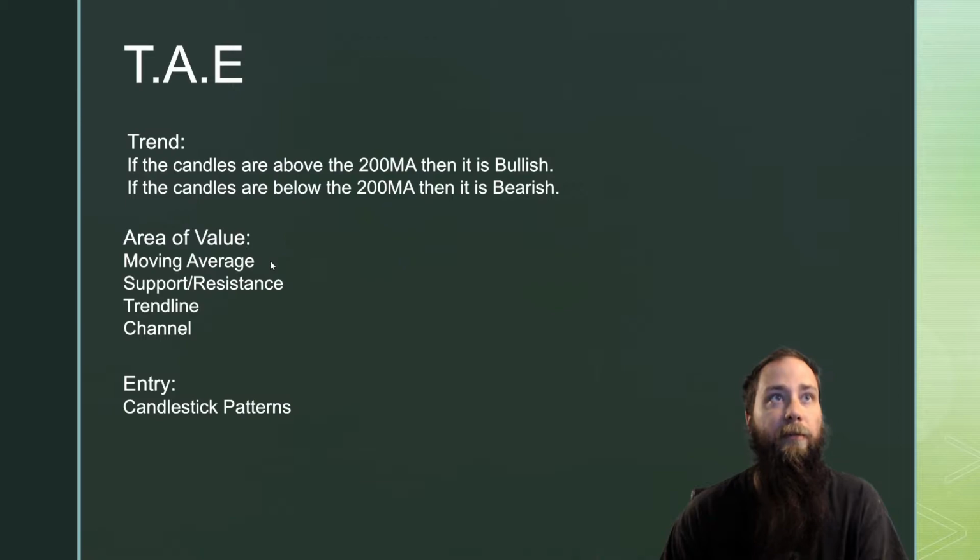So remember, T, A, and E: the trend, the area of value, and the entry. With the trend, if the candles are above the 200 MA, then it is most likely bullish. If the candles are below the 200 MA, then it is likely bearish. With the area of value, you need to find the moving average, the support and resistance, the trend line, and the channel. Those are four very important things you need to find in order to find your entry.